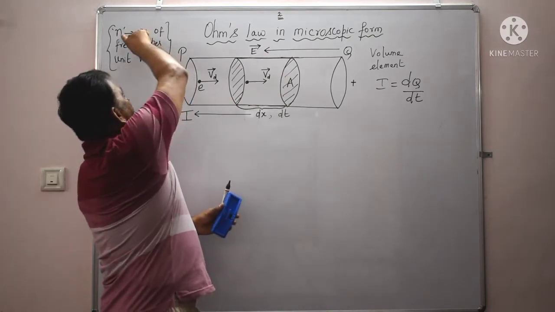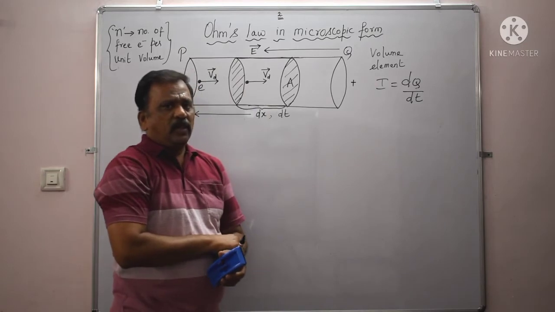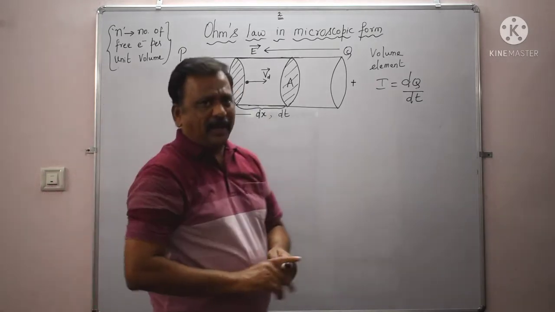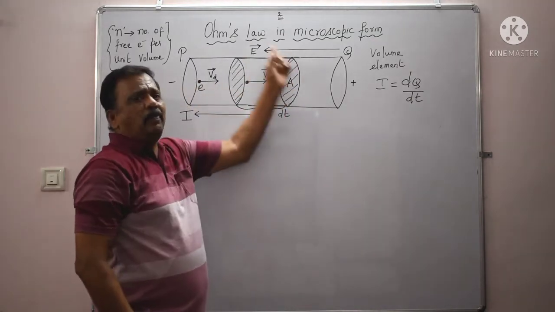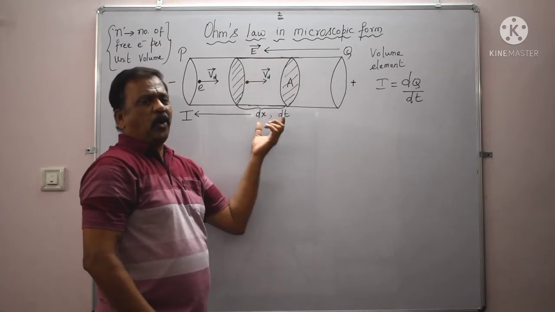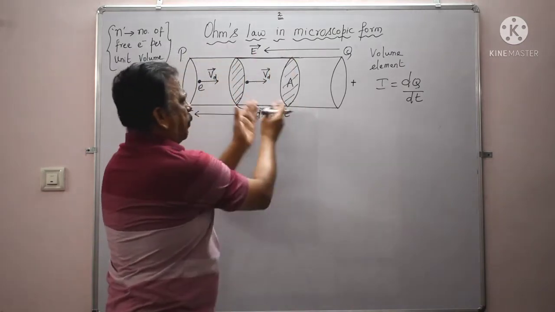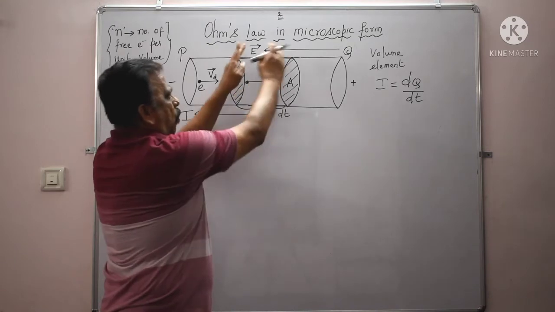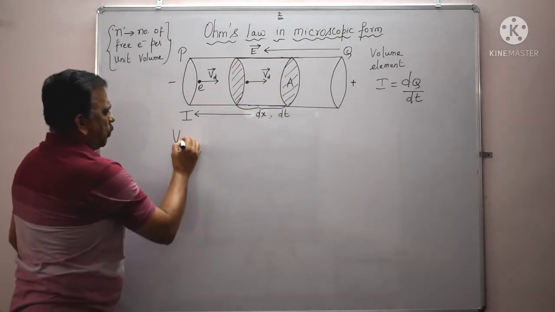We know n is the number of free electrons per unit volume. So if I take 1 meter cube volume of the conductor, there are n number of free electrons. So if I know how much will be the volume of this volume element, then it will be possible for me to find the number of free electrons in the elementary portion of the conductor that I have chosen. So let me first find the volume of this elementary portion.